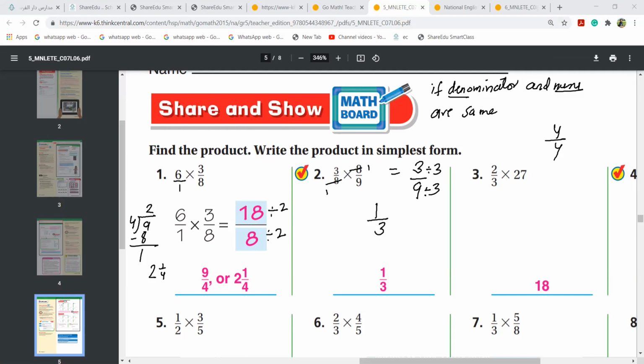This is your answer. If in case, girls, you forget that they are the same and you need to, so simple, multiply the numerator, you get 24. And multiply the denominator. You get 9 times 8 is 72. Both of them could be divided by 8. And you get 3 over 9. That is nothing but divide by 3. That is 1 over 3. This is your answer. Is this easy?